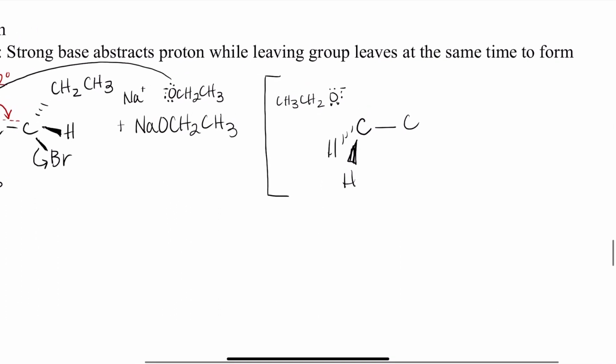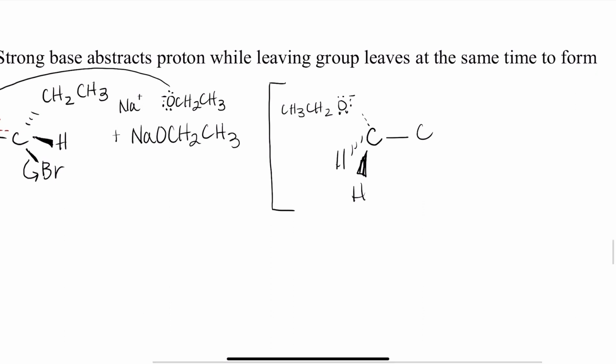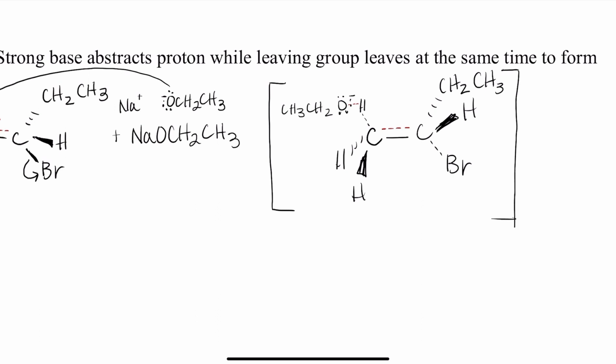So we're breaking the bond between our carbon and hydrogen, which is going to form between our oxygen and hydrogen, our ethoxy. We're going to form a carbon-carbon double bond, and the bond between our carbon and our bromine is going to break because that's going to leave. And we'll just be left with the rest of our structure. So that is what our transition state looks like.